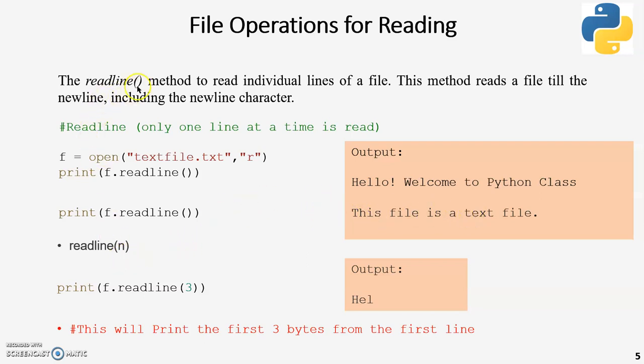Moving on to what if I include a parameter n in it. Now the scenario changes and it doesn't read the complete line, but only the first 3 bytes of that line. So if I print f dot readline with 3 in the brackets, it will print the first 3 bytes from the first line itself.